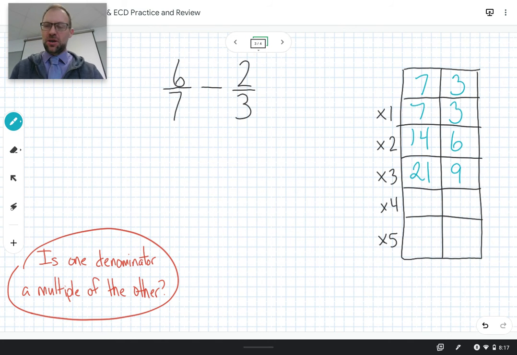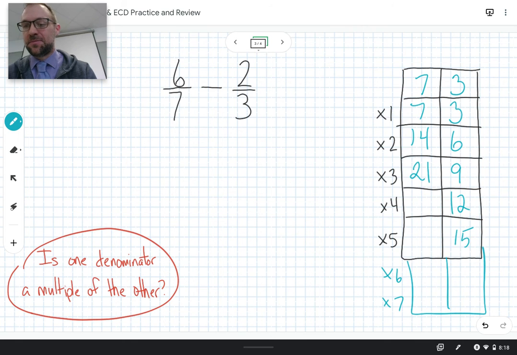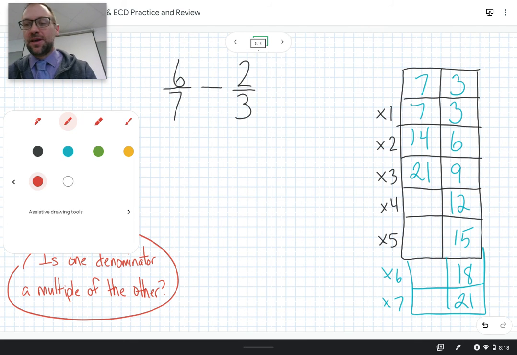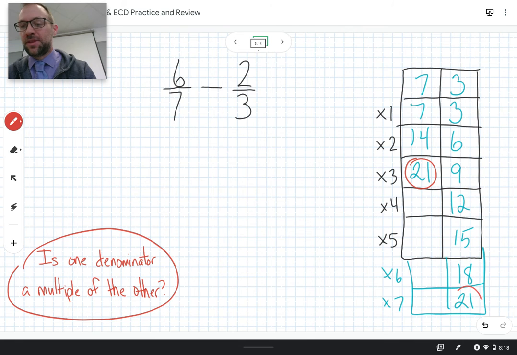Do we see any common multiples yet? No. Let's keep going. We're not even close to 21, though, so let's use 3 and just keep getting bigger and bigger. 3 times 4 is 12. 3 times 5 is 15. Still nothing. Are we going to have to add on a times 6 and a times 7? I think so. 3 times 6 is 18, and 3 times 7 is 21. And there we have it. Our lowest common multiple of 7 and 3 is 21.